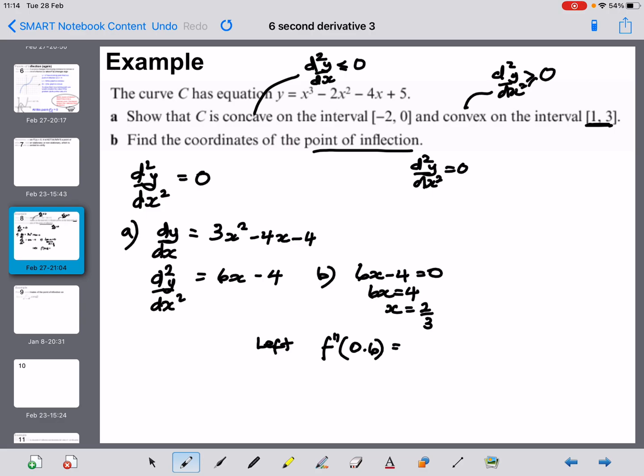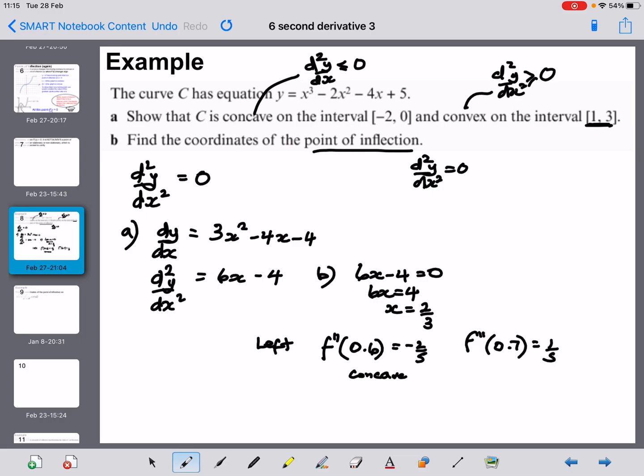If I then substitute 0.6 into 6x minus 4, I will get negative 2/5. If I go slightly to the right of 2/3 and substitute in 0.7, if I substitute 0.7 into 6x minus 4, I will get 1/5. So just to the left of 2/3, d2y by dx squared is negative 2/5, so that is where it's concave.